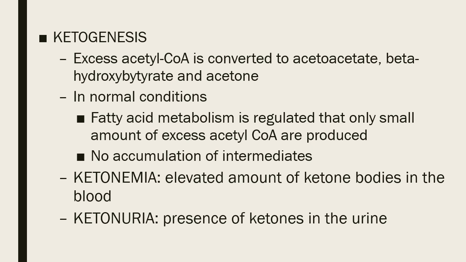Okay, and so let's take a look at your ketonemia. When you have a ketonemia, you have an elevated amount of ketone bodies in the blood. In your ketonuria, you have the presence of ketones in the urine. Of course, your ketonuria will take place when the ketones are excreted in the urine. And so, of course, what is present in your circulation will almost always be reflected in your urine.